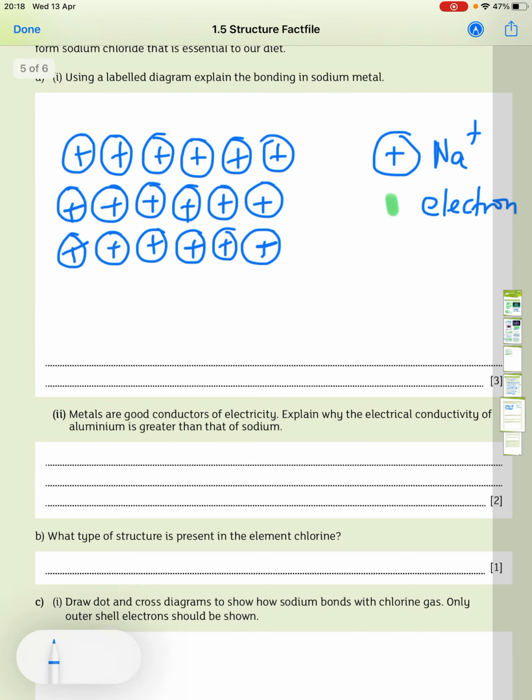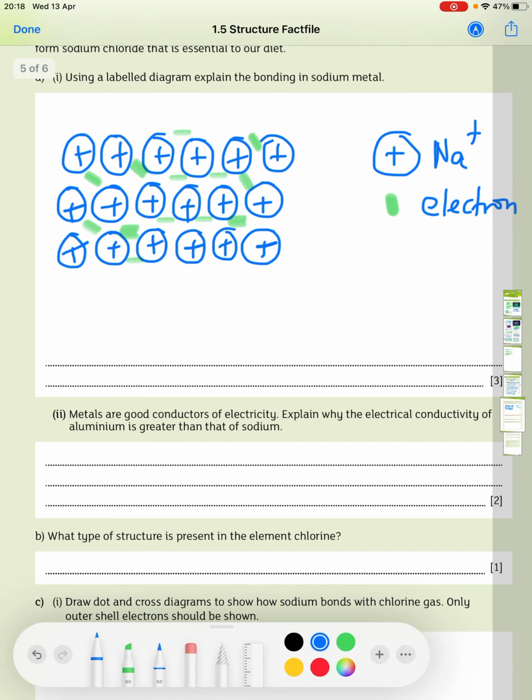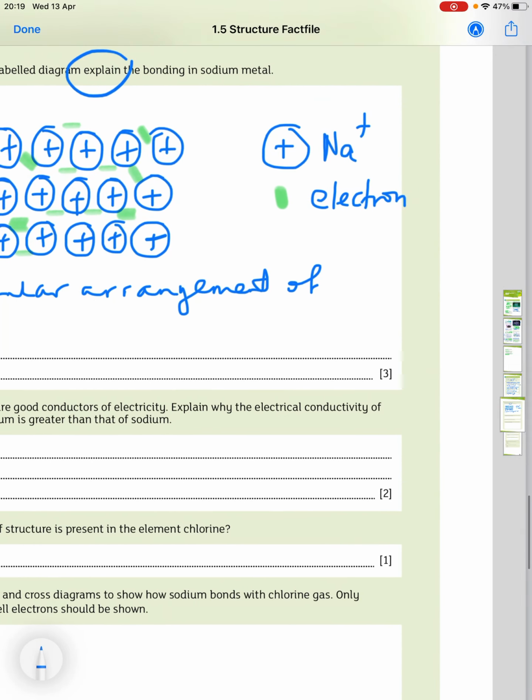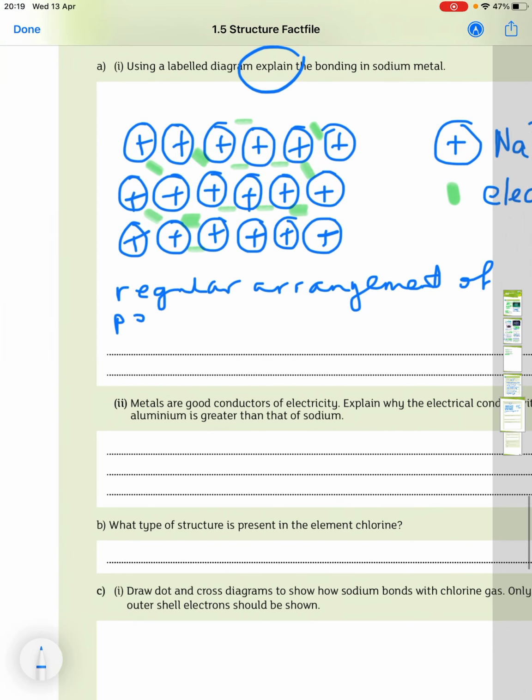And it wouldn't matter what metal I asked you to do. I mean, I've seen questions for gold, for aluminium, for all sorts. And then I'm just putting in my electrons here, just randomly in between. Okay, and then it says, using the labeled diagram, explain. So the diagram isn't enough, so you need to explain what's going on as well. So I'm going to say three things. We have the regular arrangement of positive ions.